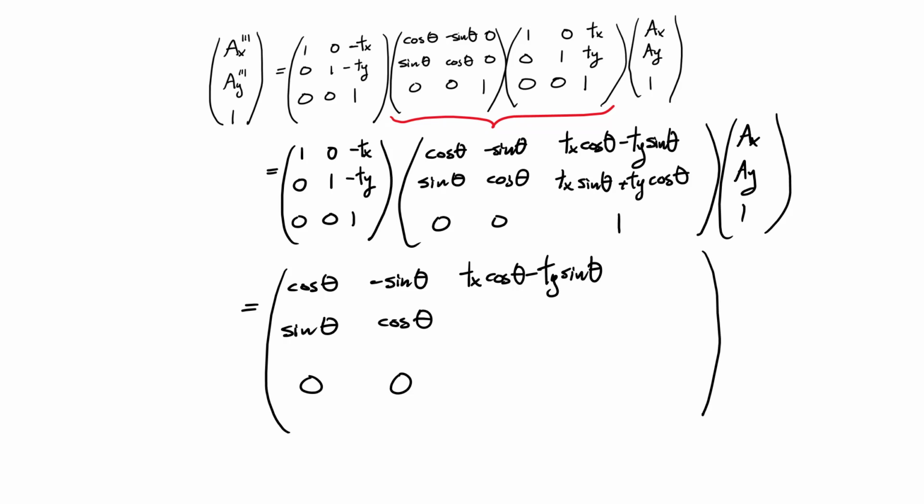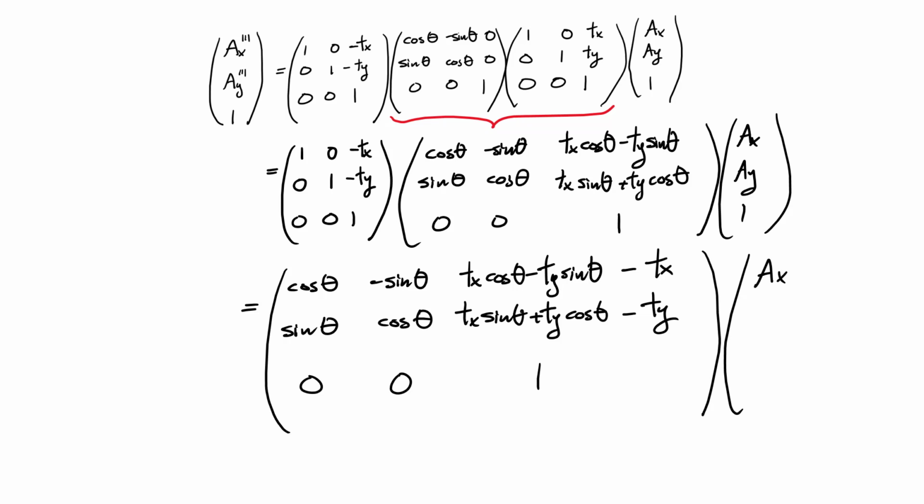All this gets multiplied by the 1. Then you get minus Tx over here. You get this extra term. Here you get Tx sine of theta plus Ty cosine of theta. And then you still get this 1 minus Ty over here. And then the last one is simply 1. That's straightforward. All right, look at this.